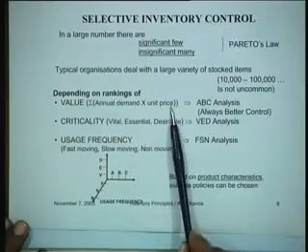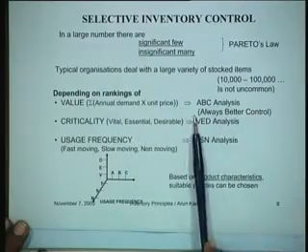sales revenue of the company, and then B class would be slightly lower, and C class would be a bulk of the items responsible for only small contributions to the inventory value. So this particular thing is known as ABC analysis.